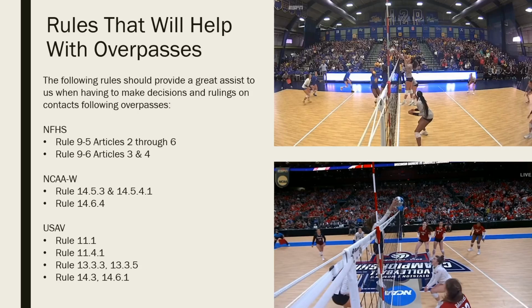The following rules should provide a great assist to us in making decisions and rulings on contacts following overpasses. These particular rules for National Federation High School, NCAA Women, and USAV govern the following: blocking, attack hits, front row players, back row players, liberos, and reaching into the opponent's space or reaching beyond the net.